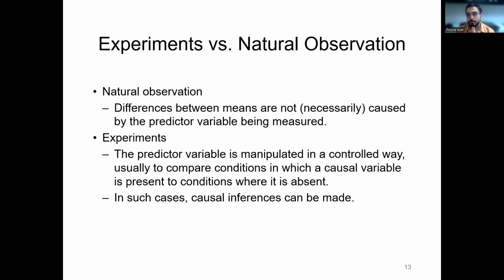As you know, we have two different types of observation in our research or studies. We have experiments, or we have natural observation. In natural observation, we are just looking at the relationship or association between variables. We cannot infer causality here. But for experiments, because we are manipulating one variable, we can indicate causality.